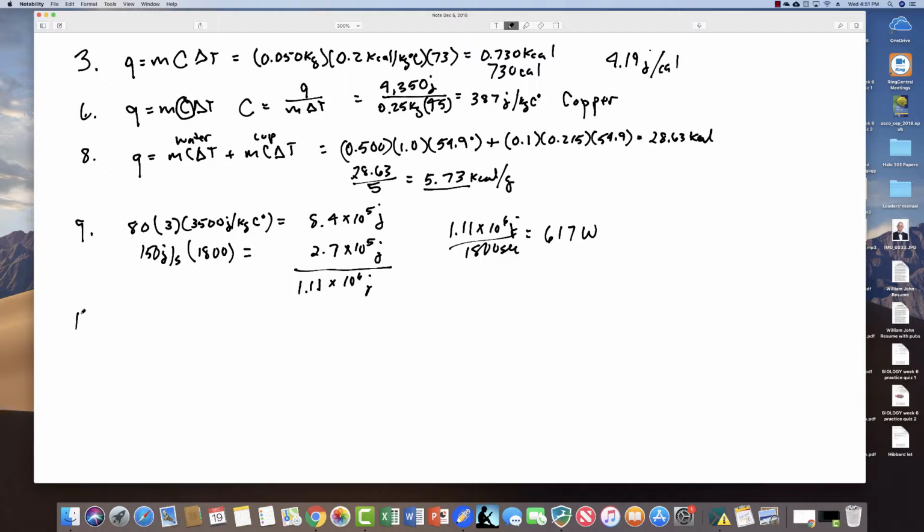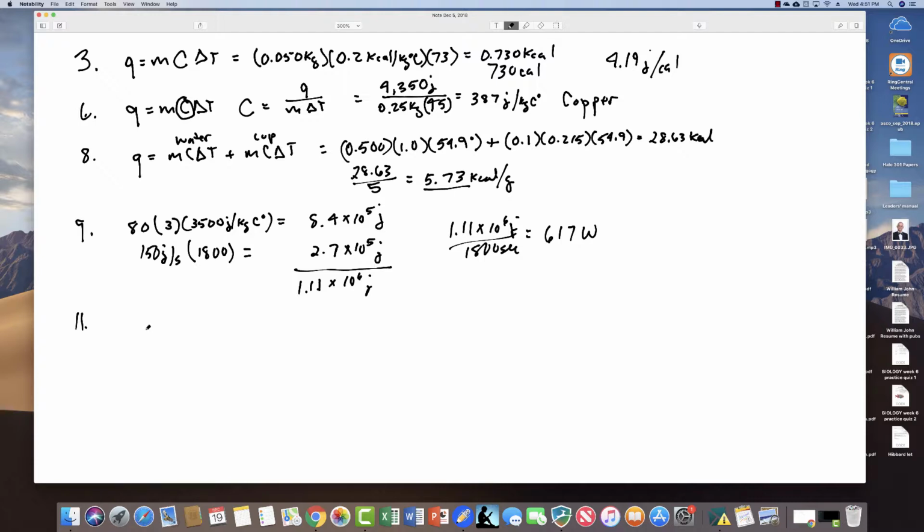Now the next problem that we're going to do, now we're moving into a new section, and the new section has to do with changes in state. And when you change a state, the important thing to remember is you don't change temperature during the change of state.